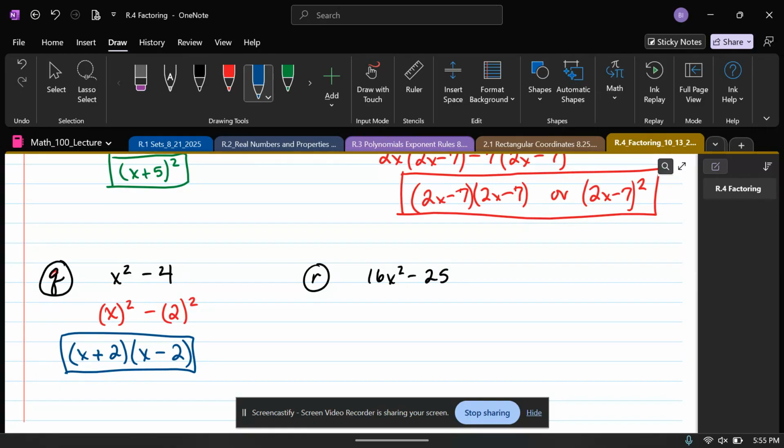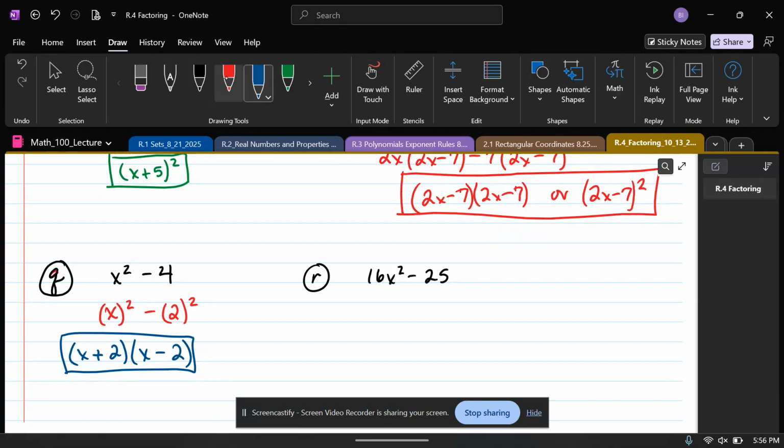So GCF of 16 and 25, they don't really have anything in common, so nothing I can do there. It's in the right order already, so we're good to go there. And then it's got a minus sign in the middle. It's got an x squared in it, so that's what tells me it's a difference of squares. So difference of squares there.